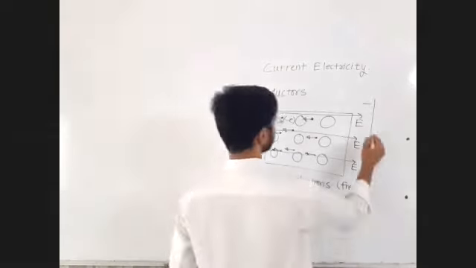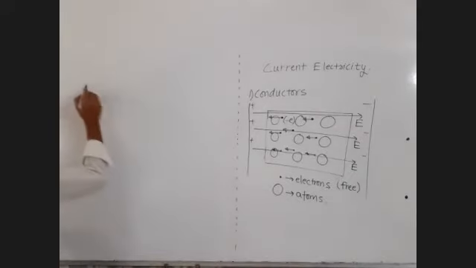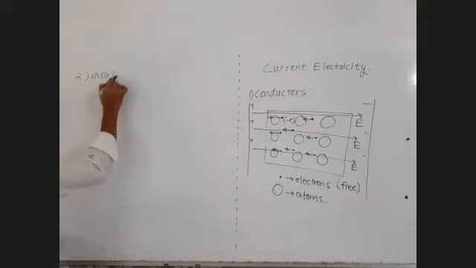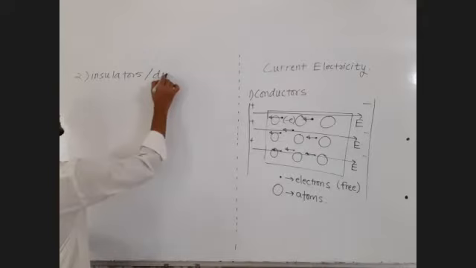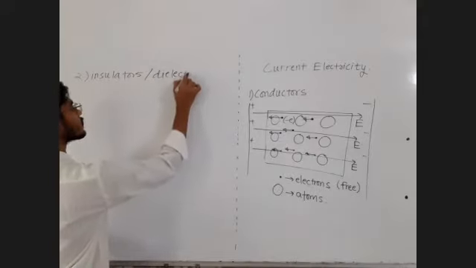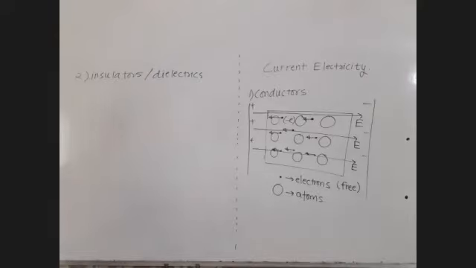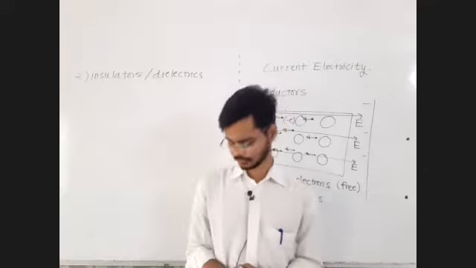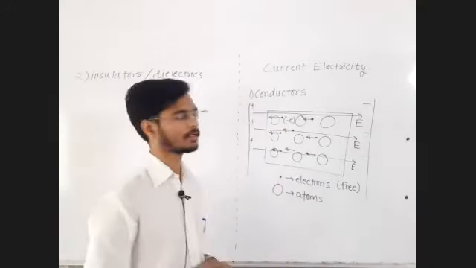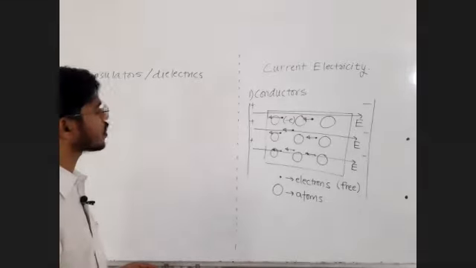Now make a note for insulators. Insulators are also called dielectrics. Write down: the materials in which free electrons are not present.